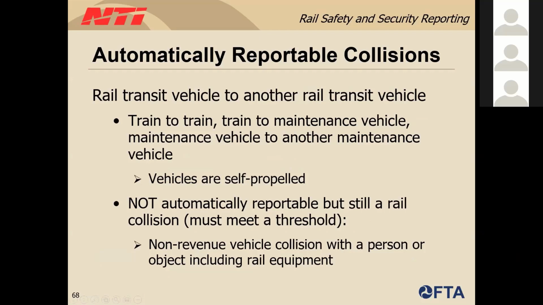Rail-to-rail vehicle collisions are automatically reportable as a rail collision, including any configuration of two or more revenue or non-revenue vehicles. However, if a non-revenue vehicle collides with a person or object including rail equipment, it is still reported as a rail collision, but the collision must meet a threshold.